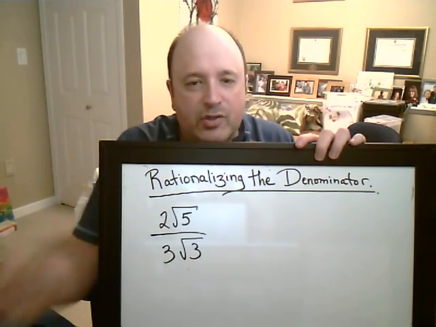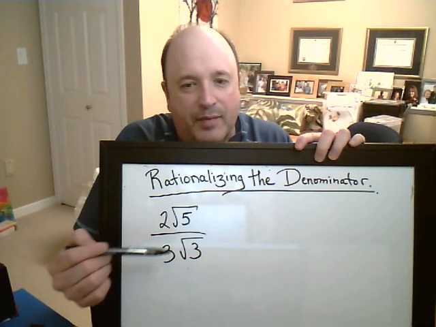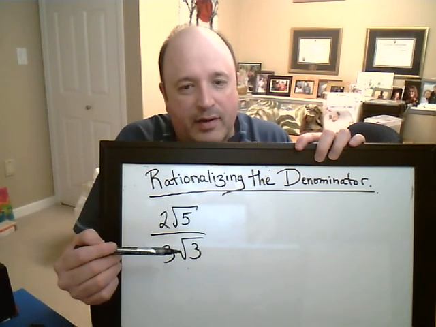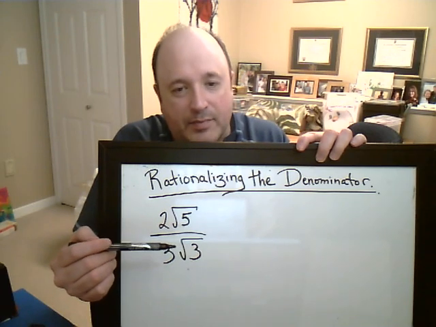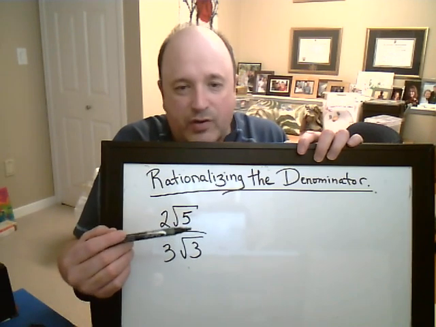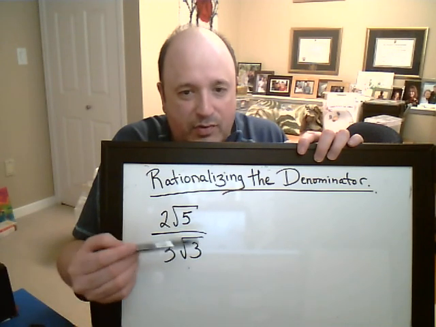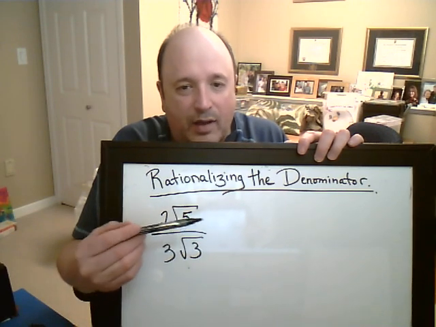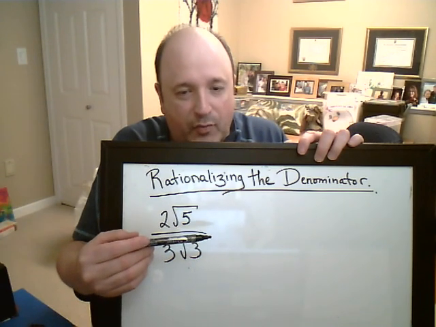Okay, so I have 2 root 5 divided by 3 root 3, and if I want to rationalize the denominator, that means the root 3 here has to change, right? That's what I'm trying to get rid of. I'm trying to find a way to make that work. And so the trick is whatever the root that you're trying to get rid of, in this case it's the root 3, I want to multiply by root 3 over root 3, this fancy form of 1.